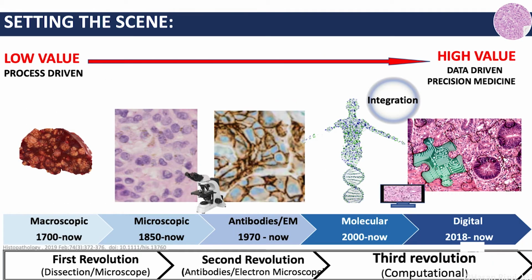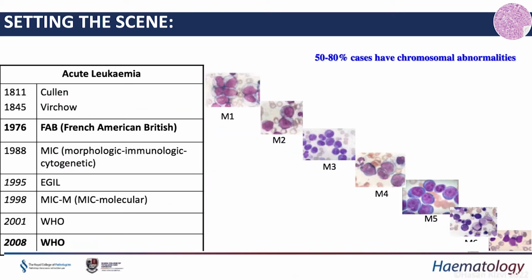We're moving, if you look at the top of the screen, from what's called low value or process driven pathology to high value data driven pathology, where you can be much more accurate, and much more objective rather than subjective in your analysis and diagnosis. This obviously has also contributed to how we think about classification of disease.